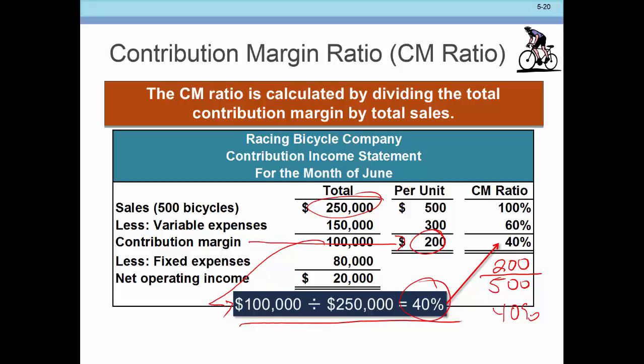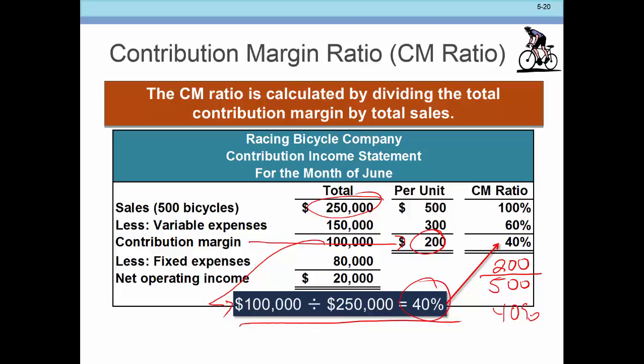Now, why do we care about this contribution margin ratio? Well, if we want the answer to come to us in dollars, we could simply say 40% of our break-even in sales dollars will equal our fixed cost in dollars. You divide each side by the contribution margin ratio, and your answer is going to automatically come out in dollars, isn't it?